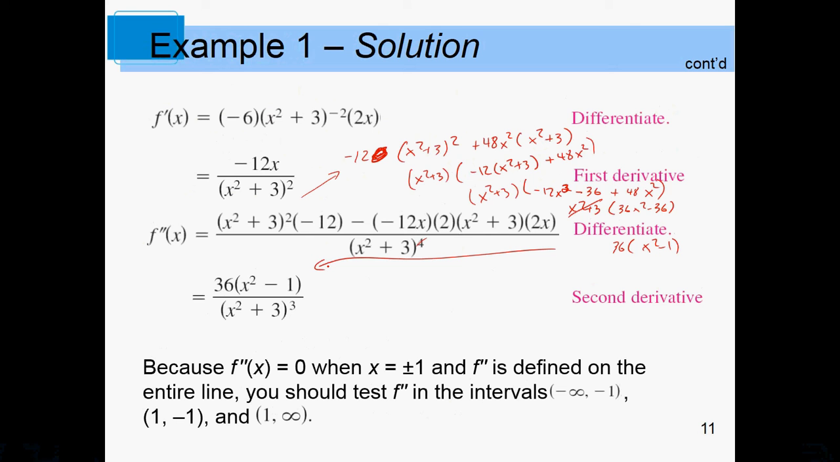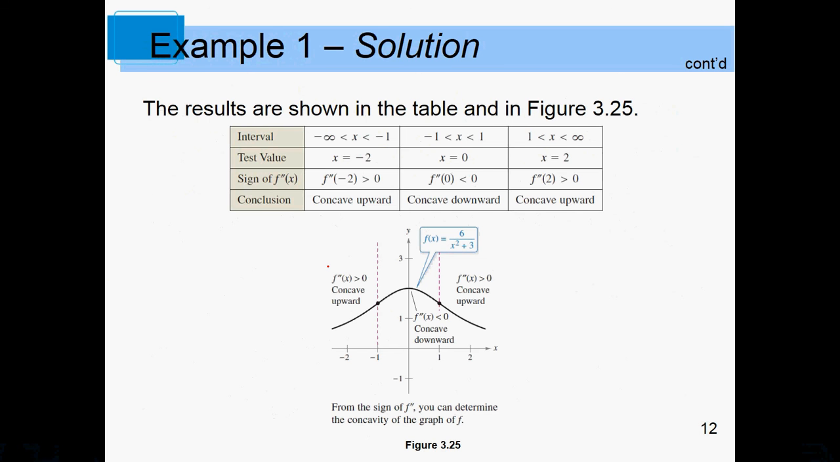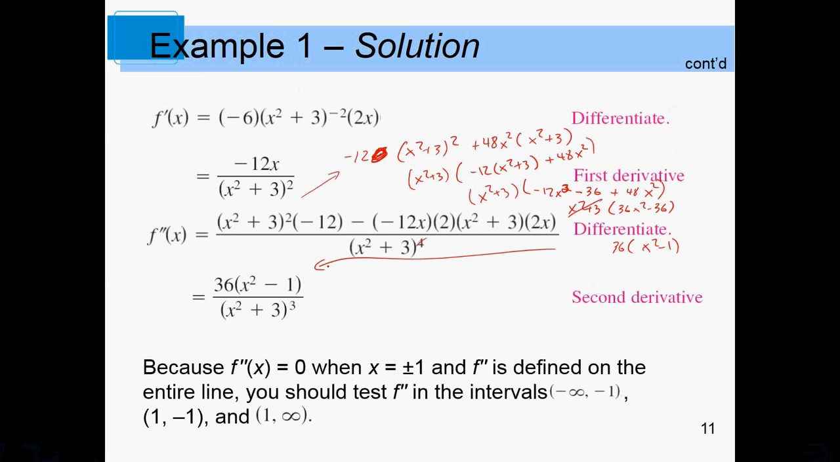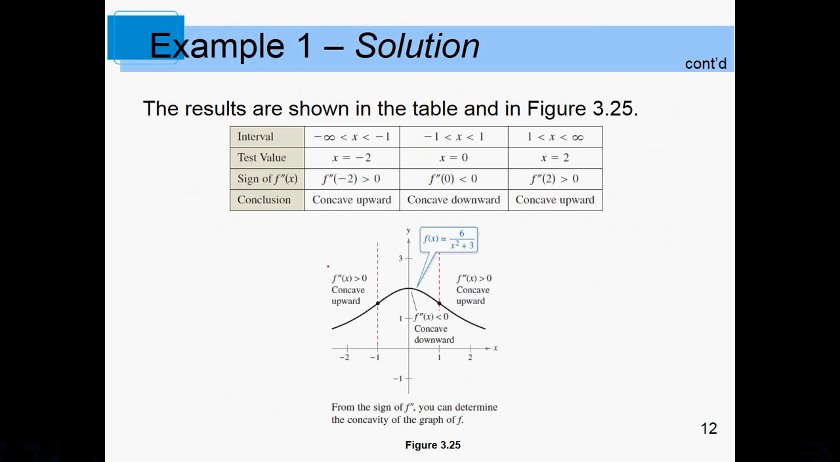So since it's defined on the entire line, we have to test those three intervals: negative infinity to negative 1, negative 1 to 1, and 1 to positive infinity. When you do this, if you plug in negative 2, negative 2 squared is 4, 4 minus 1 is 3, 3 times 36 is a positive number. Negative 2 squared is positive, plus 3 is positive, positive cubed is positive, and positive divided by positive is positive. So that tells us that here we're positive, which means we're concave up.